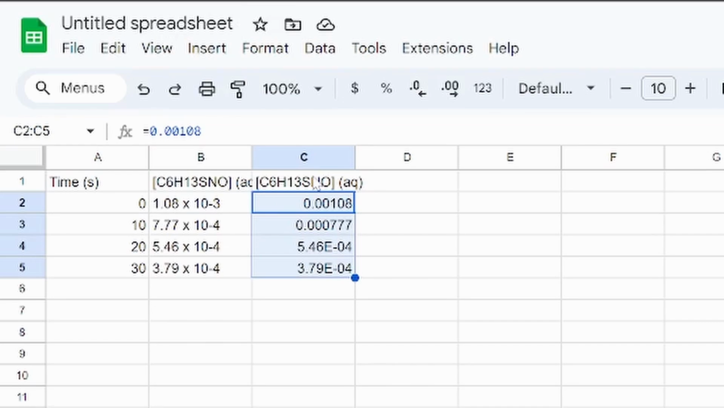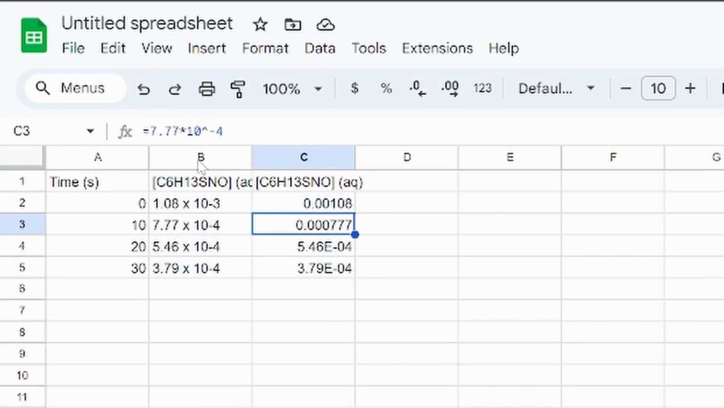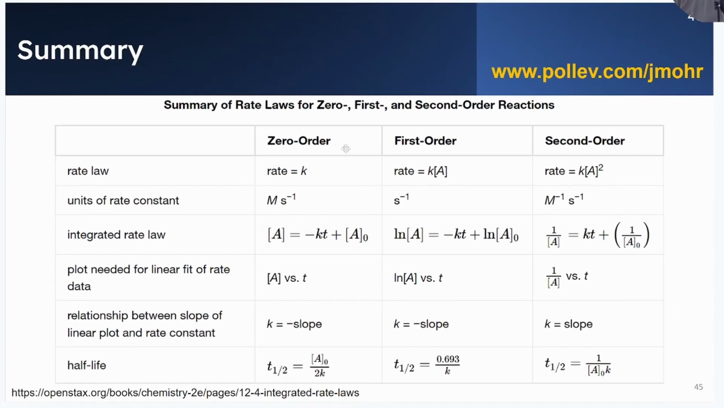So now we have our numeric data. We really don't need this column anymore. I will delete it just for convenience. So now these are hopefully in our correct molar concentrations. Let's say this problem didn't tell us this was first order. All right, we are only concerned with 0, first, and second order problems in this course.